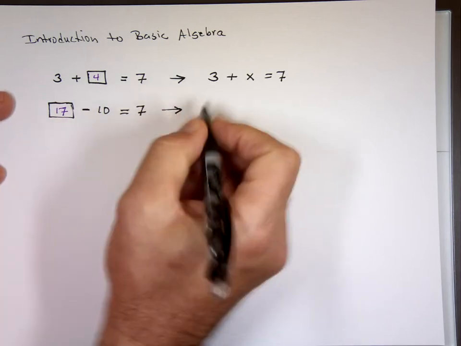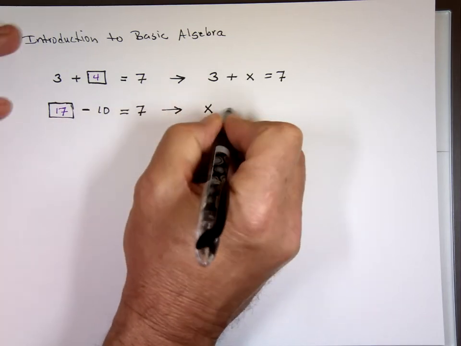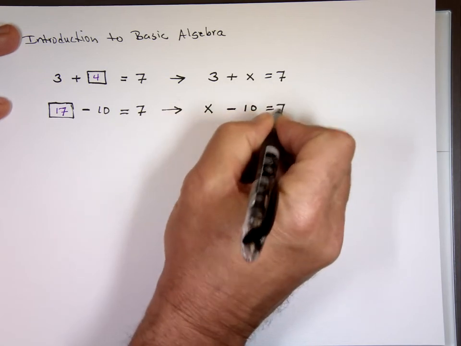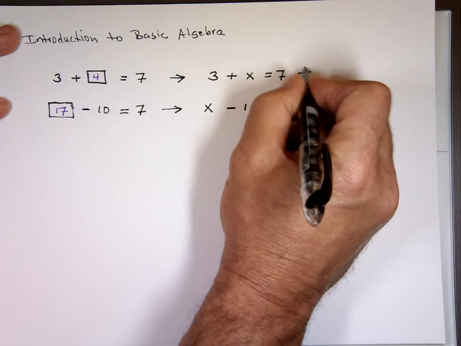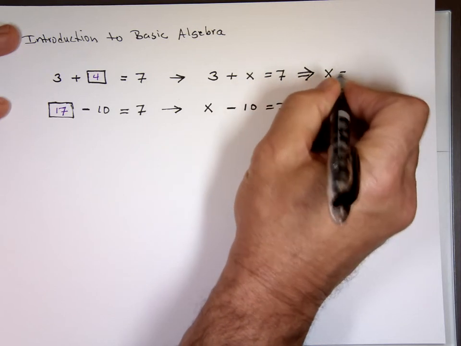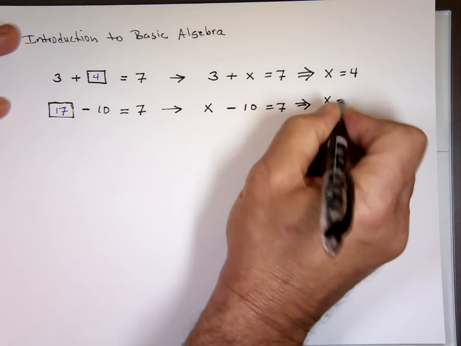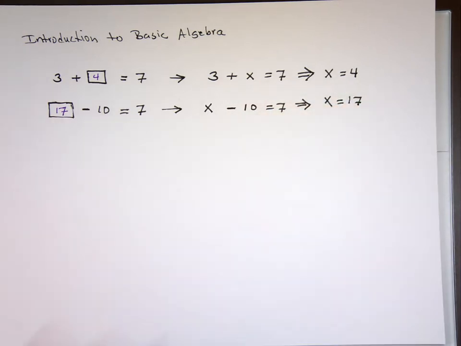You can use any variable you want, x or y. I use the word variable for them. Why? Because when you solve this, we said the unknown has to be 4 here. And the unknown here has to be 17. Notice the value of x is not the same. It changes. That's why we call them variables.